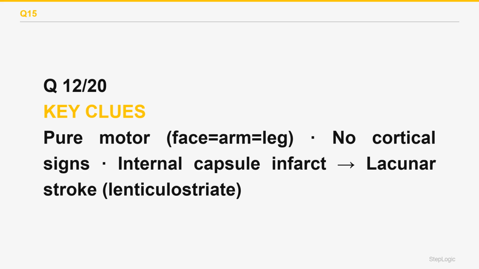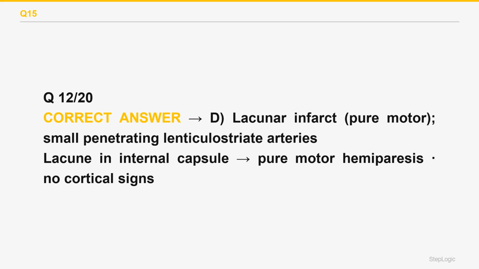Lacunae in the posterior limb of the internal capsule, where the corticospinal fibers are tightly packed, cause weakness of the contralateral face, arm, and leg equally with no cortical signs, no aphasia, neglect, visual field cut, or sensory loss, because the cortex is untouched. The correct answer is D.